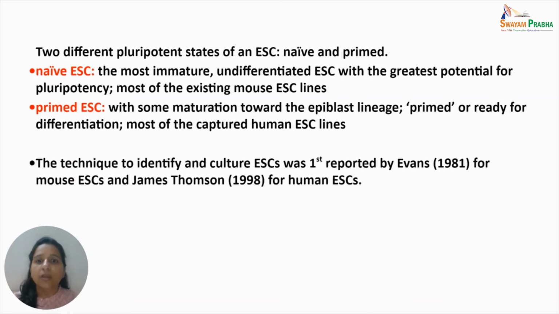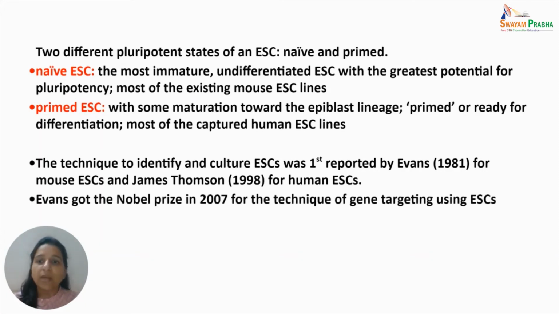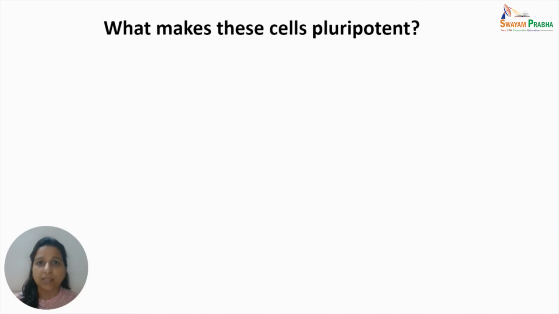are. The technique to identify and culture embryonic stem cells was first of all reported by Evans in 1981 for mouse embryonic stem cells, and by James Thomson in 1998 for human embryonic stem cells. Evans got the Nobel Prize in 2007 for his technique of gene targeting using embryonic stem cells.